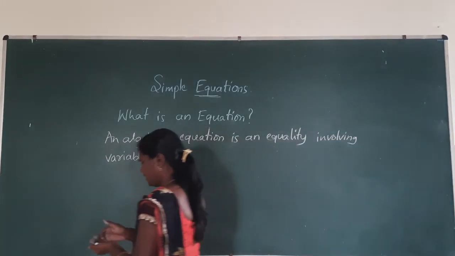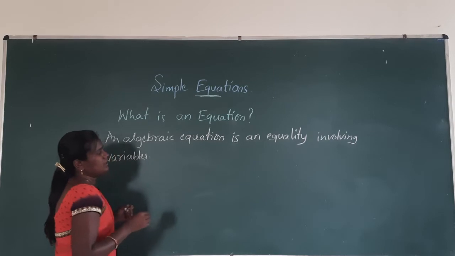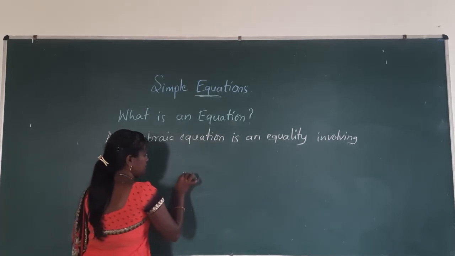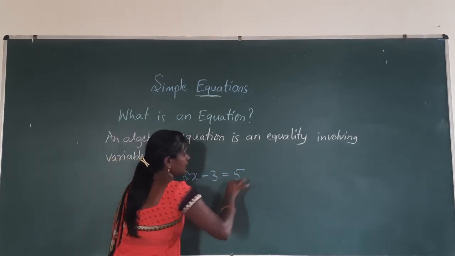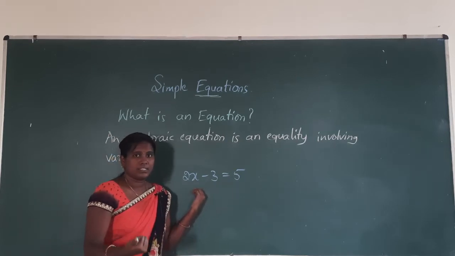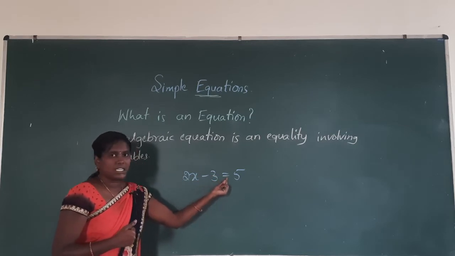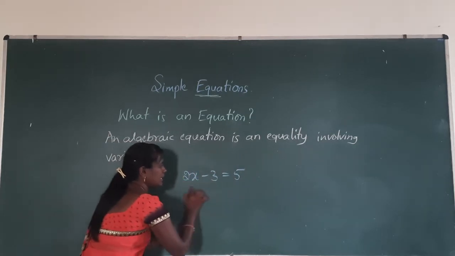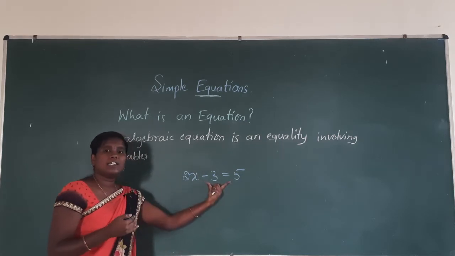Then, let us take an example of how we are going to consider or write an equation. If I take an equation, see here, it is 2x minus 3 is equal to 5. I am considering this. See here, it is an equation. An algebraic equation is an equality involving variables. The variable is there here. Therefore it is an equation.